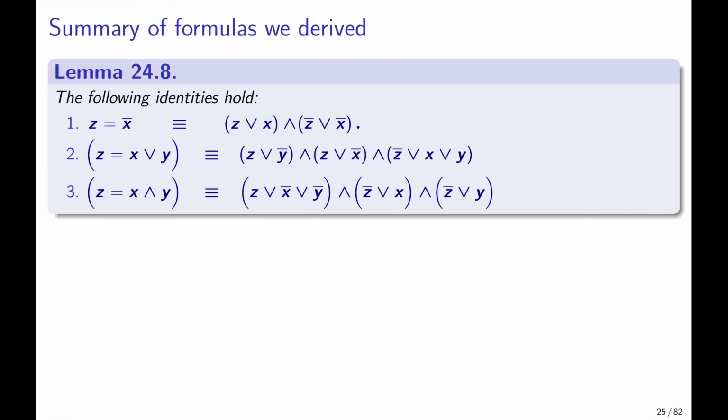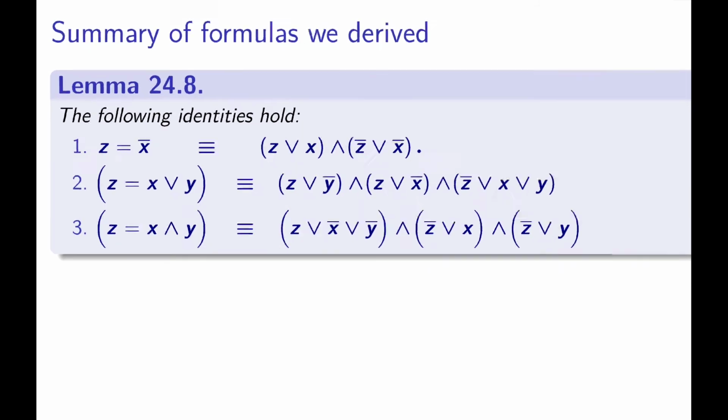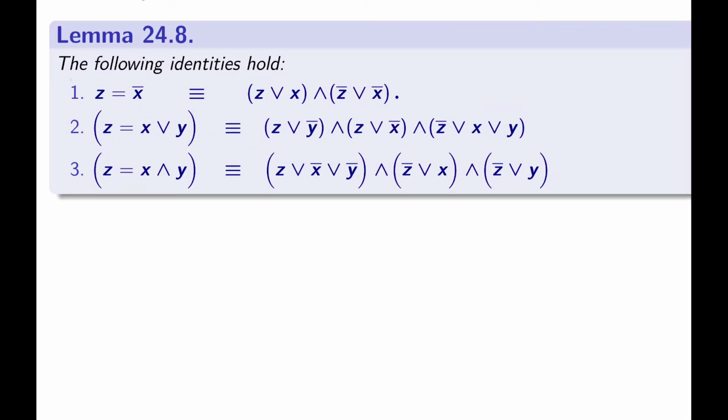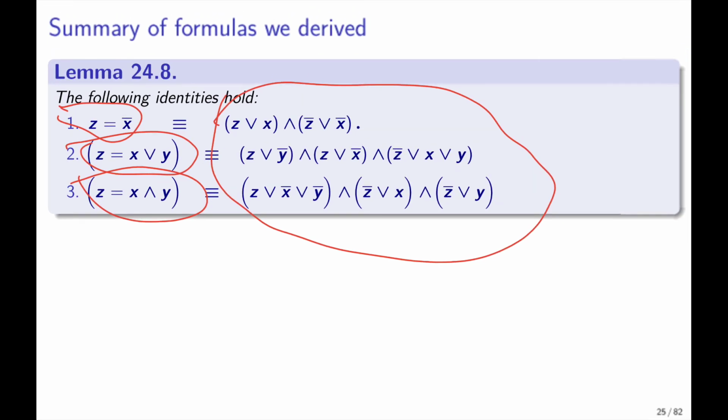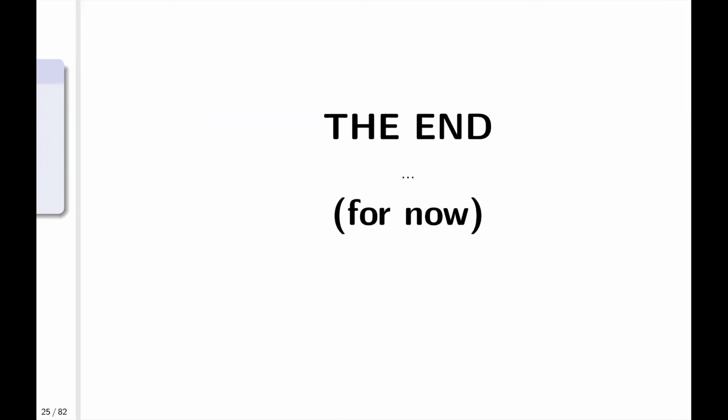So as such, we get this lemma that gives us three identities saying that each one of those thingies is equivalent to the 3SAT formula written here. So we will use it shortly when doing the reduction. And I wanted to do it separately so it's clear how we arrive at those black box formulas that we are going to use shortly.